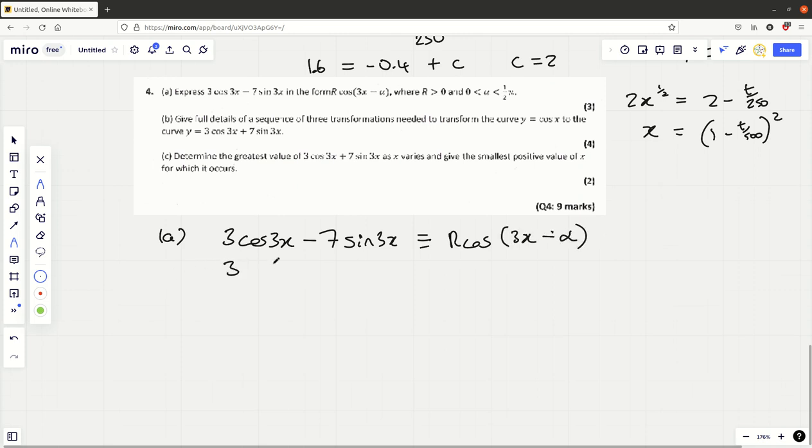Now if we just expand the right hand side here and keep writing down the left hand side, we can then equate the coefficients. So that's going to give us r cos 3x cos alpha.